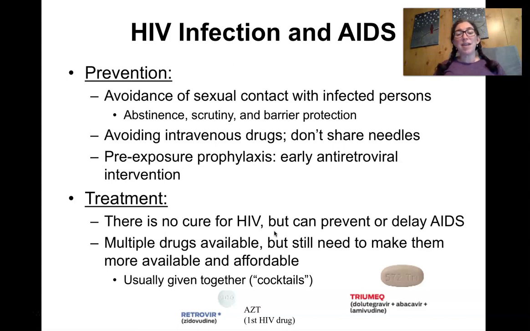We also have several drugs that are available and are often given together in cocktails. So a single drug, it's pretty easy for an organism to develop resistance to a single drug. But when you mix the drugs together and you inhibit lots of different parts of the virus or bacteria at once, then you can get a better response. So that's why we sometimes call these cocktails. A lot of these drugs are actually mixtures or combinations of 2 or 3 or 4 different drugs.